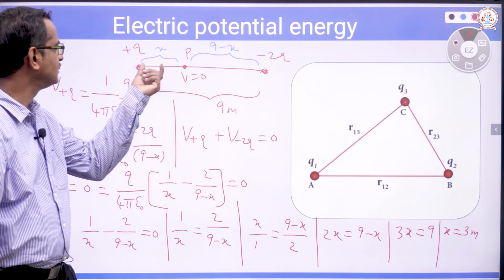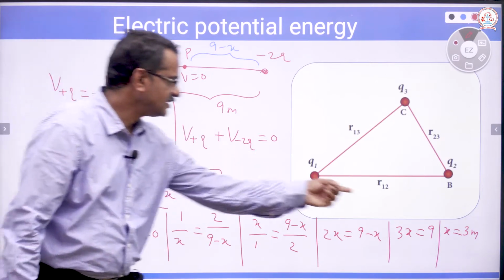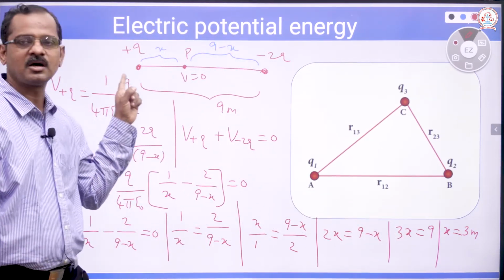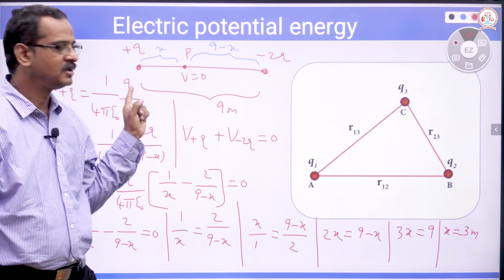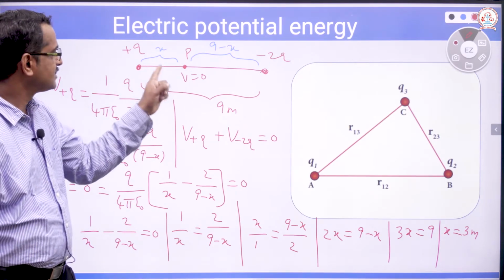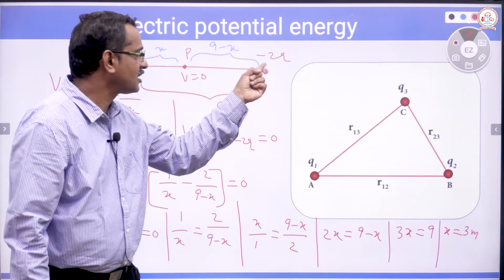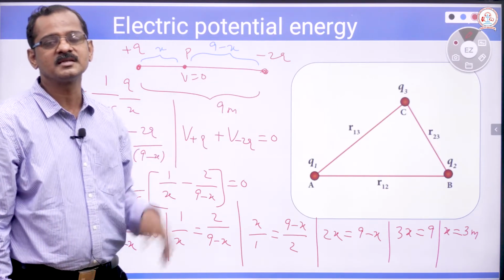So the point P is at a distance of 3 meters from the charge plus Q, that is the answer. The point P is at 6 meters from the charge minus 2Q, that is the answer.